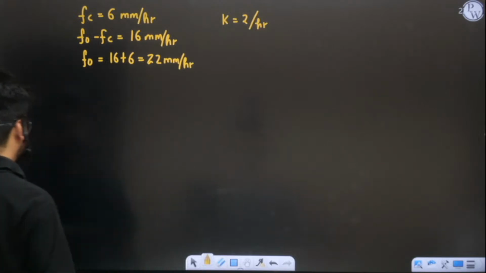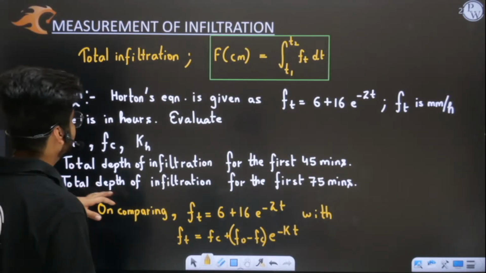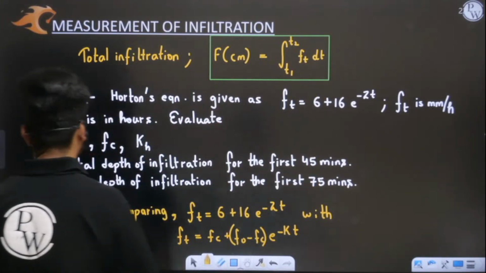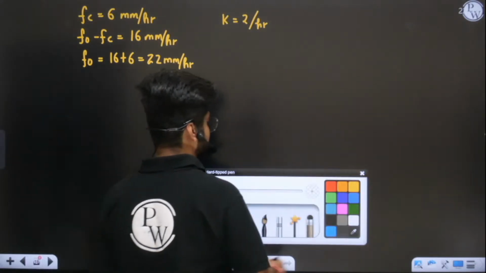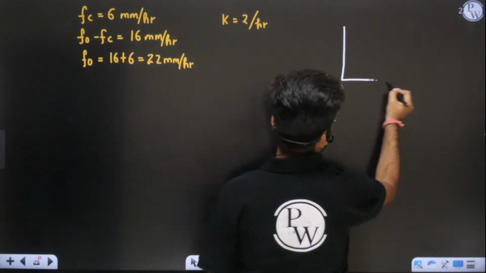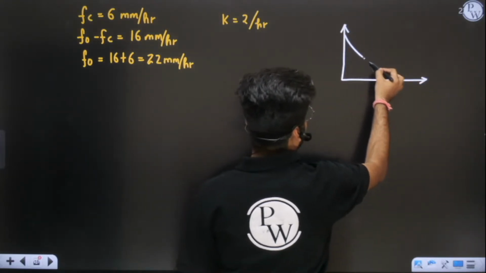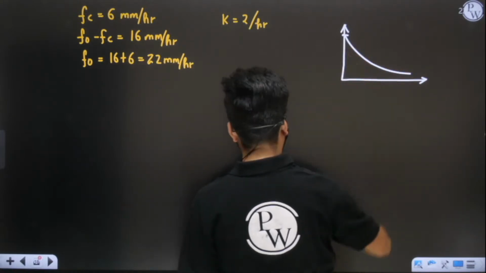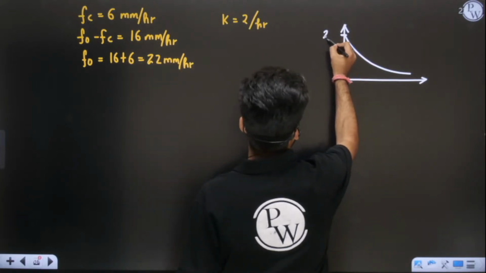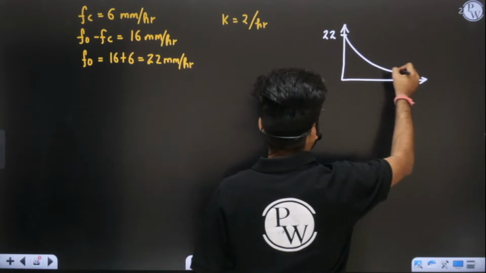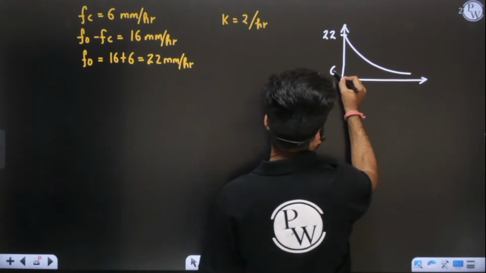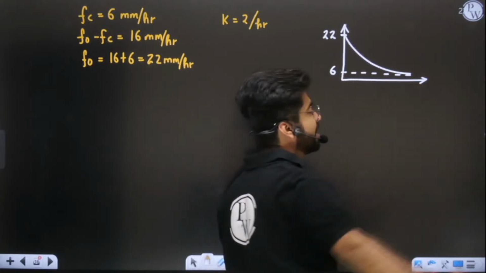Now, the second part is we have to find the total depth of infiltration. So we have to integrate from 0 to 45 minutes. Let us assume this is your equation. It is going like this. Can you guess what this value is? Sir, this value is F naught. F naught is 22. So this value starts from 22 and becomes constant after a certain period of time, which is 6. After a certain period of time, it will become constant.